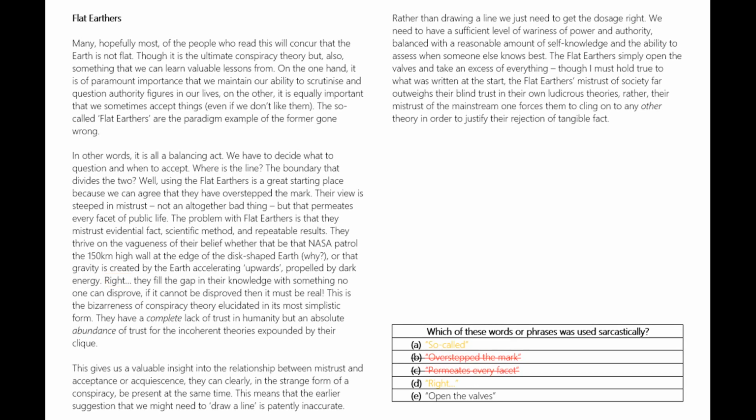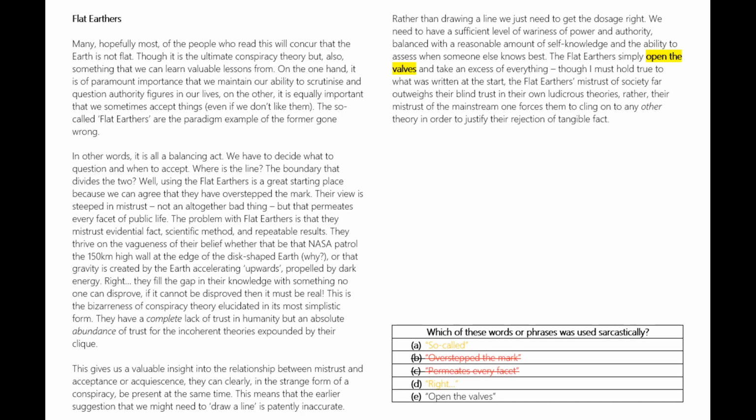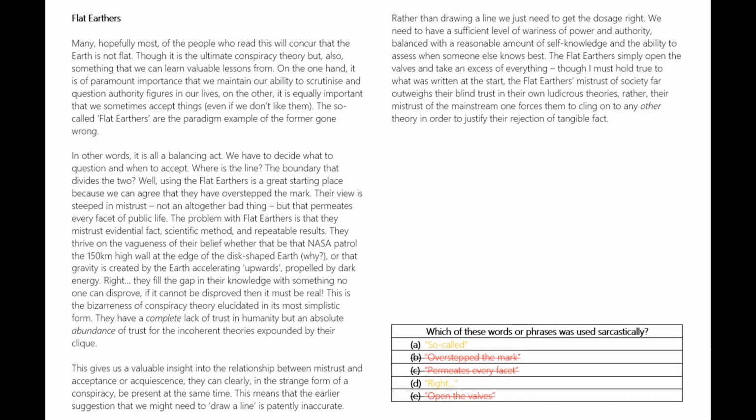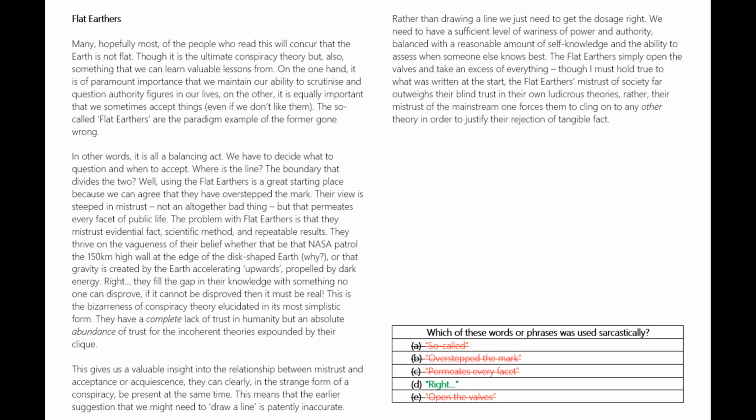So our final answer possibility is E, open the valves. Now this is used quite unsarcastically as a metaphor for allowing something through as if it were a valve, in this case allowing through an excess of mistrust. So what's the answer? Well, having had the benefit of reading possibility D, right, we're pretty sure that that is the correct answer, and for that reason we can discount A, so-called. And with that, we get to the end of the sample text. I hope you've learned something valuable there and see the sort of skills that we're going to be developing over the course.